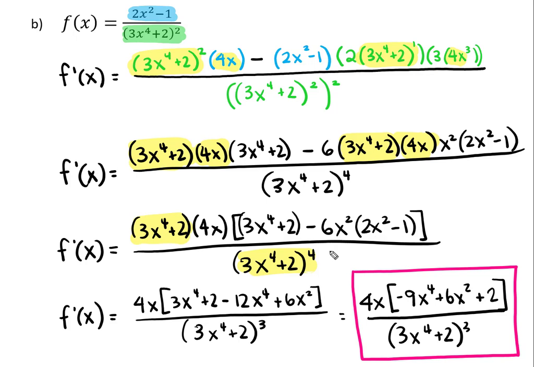And then now that I've done that, I did reduce this fraction because this became factored out, so I could reduce it. And then I multiplied the negative 6x squared times everything in this parentheses to give me negative 12x to the 4th plus 6x squared, which allowed me to combine like terms. And so there you go. There's the final answer. That is f prime.